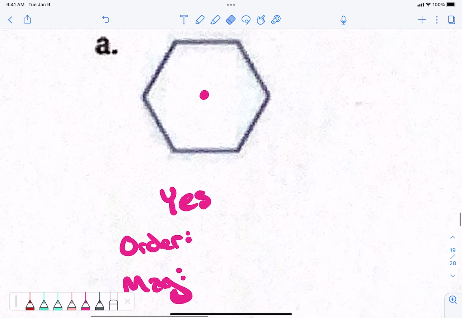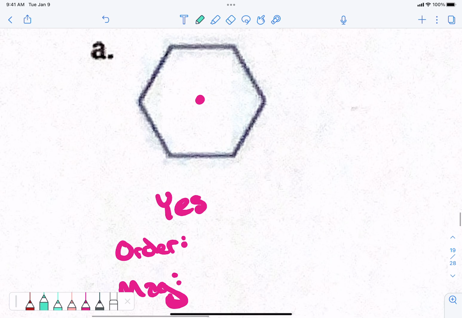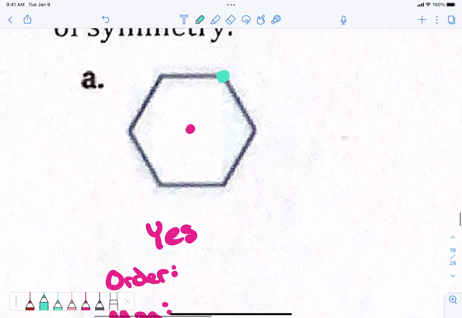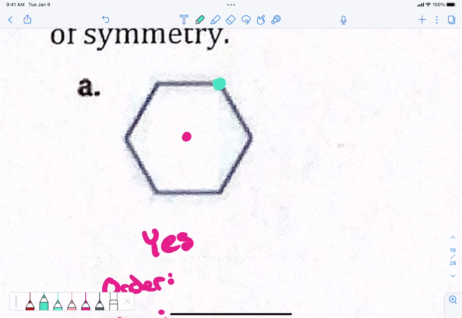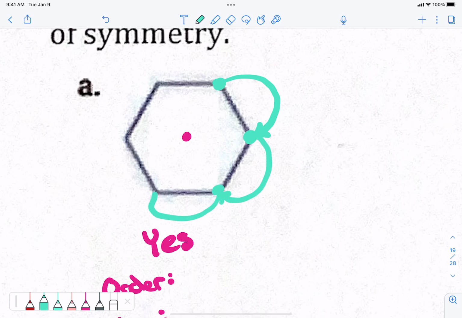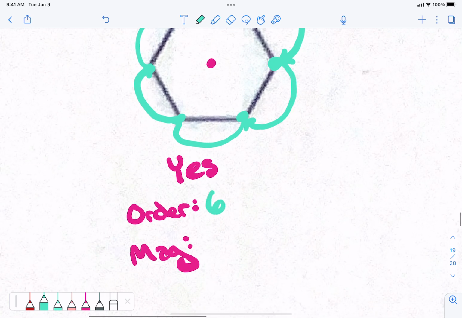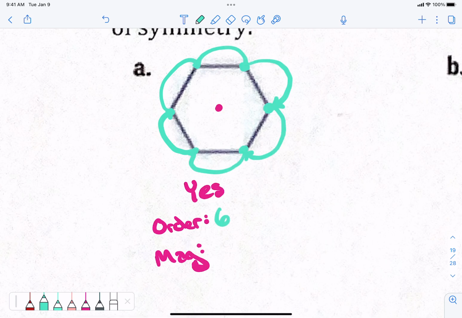So if it helps you to do the order, I just look at one corner and say, okay, this corner has to move to this position in order for it to map on top of itself the first time, right? Then it would have to move to this position to map the second time. Move to this position to map the third time. Move to here, or here, or here. What will the order be? 6. Do you know why it's 6? Because that's a 6-sided figure, or there's 6 corners, right? It's a 6-sided figure, it's a hexagon.